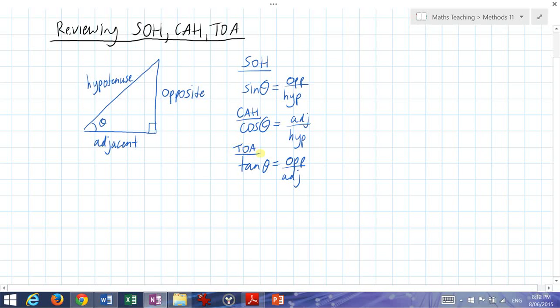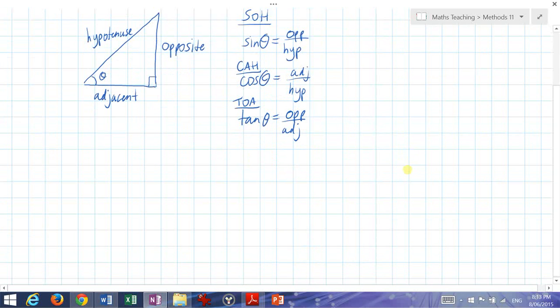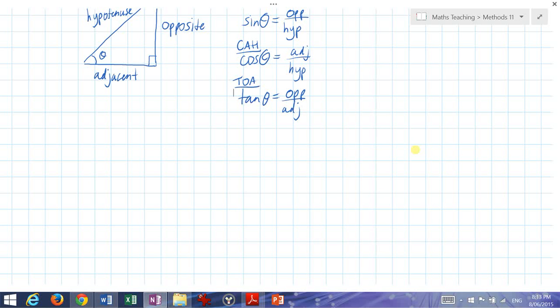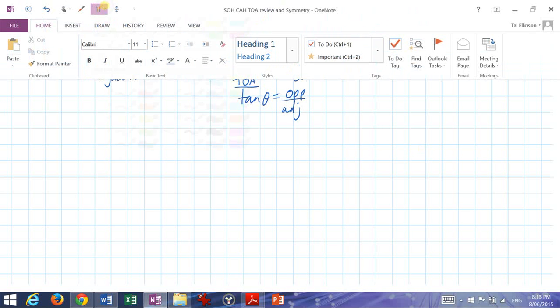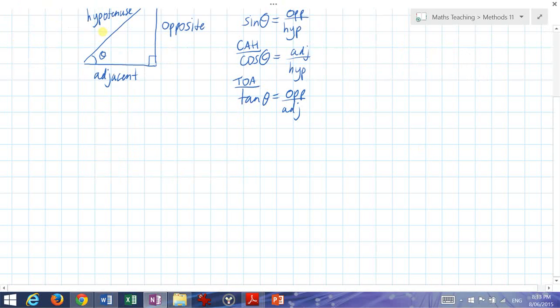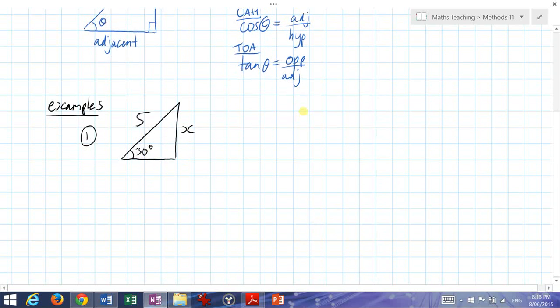SOH CAH TOA. We're going to use this to answer questions relating to right angle triangles, to find the unknowns in right angle triangles. Let's take some examples. If I know that this is 30 degrees, and I want to find the opposite side, and I know the hypotenuse is 5, then I can set myself up an equation.